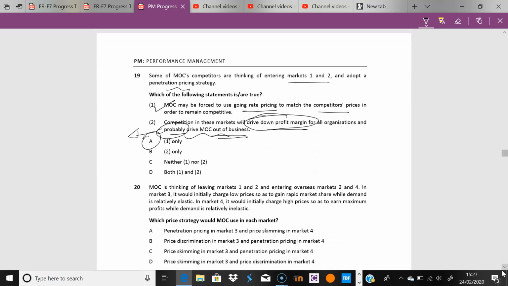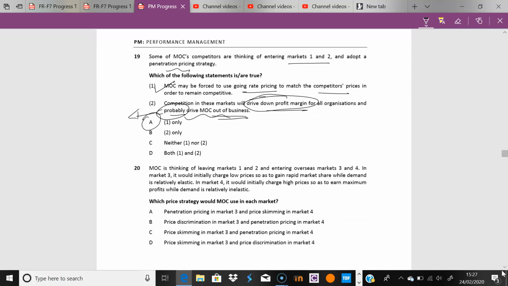This is probably an easy one. I'm sure you were happy with the idea that they're trying to get into new markets and they want to charge low prices to gain rapid market share. That is penetration pricing straight away. And they want to charge high prices to skim off as much as they can. That is price skimming. So your answer here is A. Good, great. And that's 16 to 20.